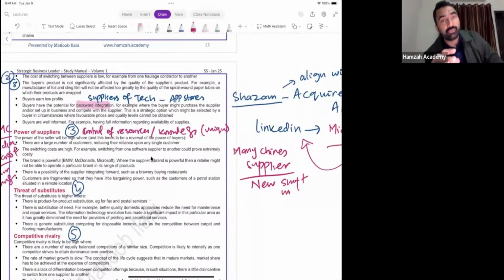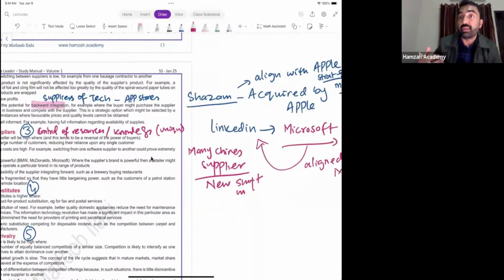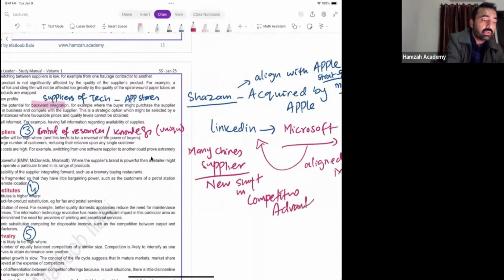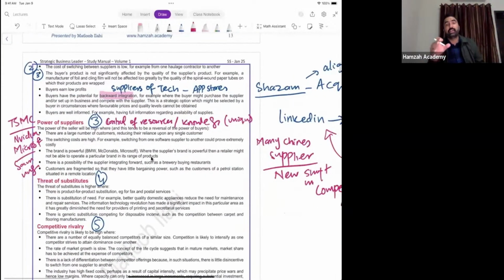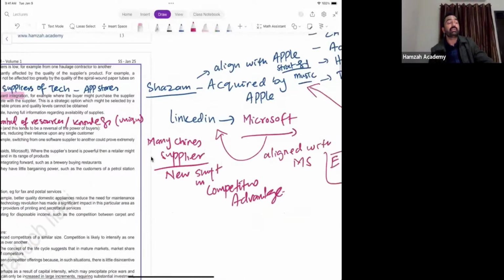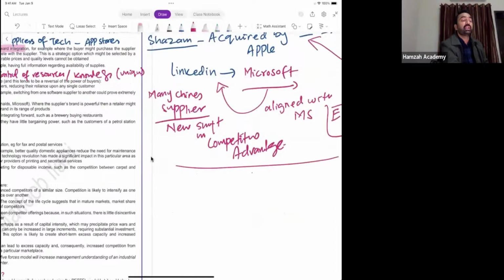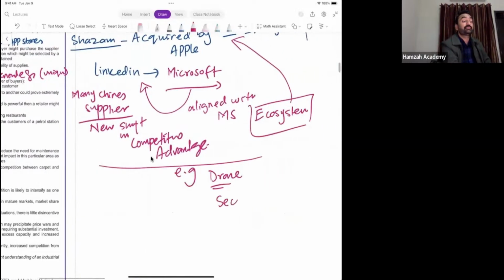This is my area of research interest as well, how Chinese suppliers are becoming a dominant shift in competition or competitive advantage. In critical technologies, Chinese suppliers are becoming top. For example, in drone technology, do you know who is the largest drone supplier? Do you know the name of that brand, that company? Hello? Do you know the largest drone manufacturer in the world? Largest security camera manufacturer in the world?